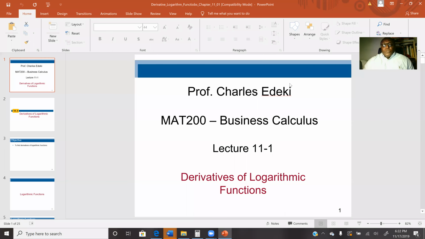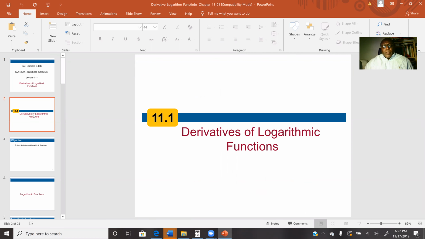Hi, welcome to Mathematics 200, MAT 200 Business Calculus. Today, our main topic will be derivatives of log functions. And that's our main objective today.